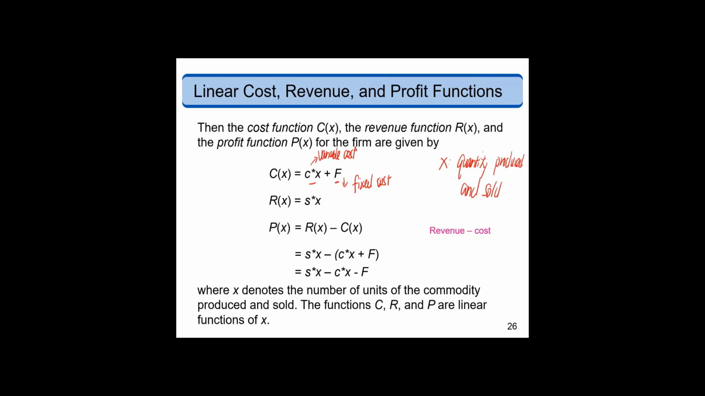Revenue function is equal to you selling the unit at S dollars per unit, S times X units sold. So it's S times X. Profit function equals revenue function minus cost function. So we have S times X minus parentheses C times X plus F. Expanding, we get S of X minus C of X minus F. Here, X represents the number of units produced and sold.